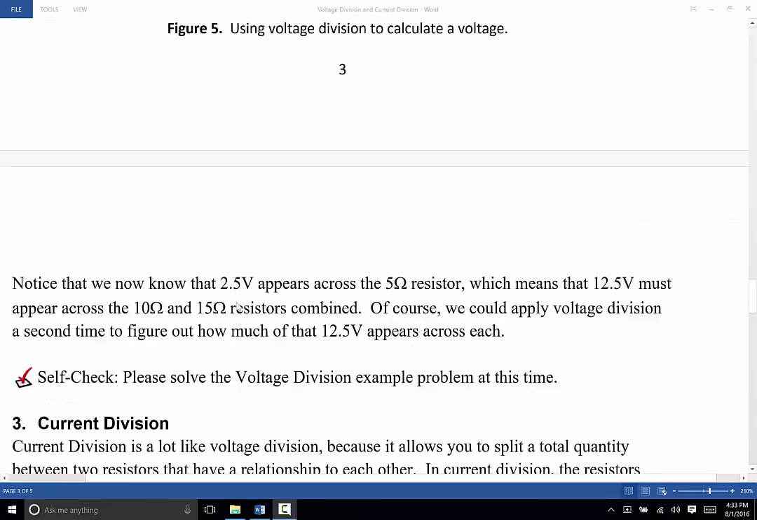So now you have enough information to solve the voltage division example problem. Then come back and we'll talk about current division.